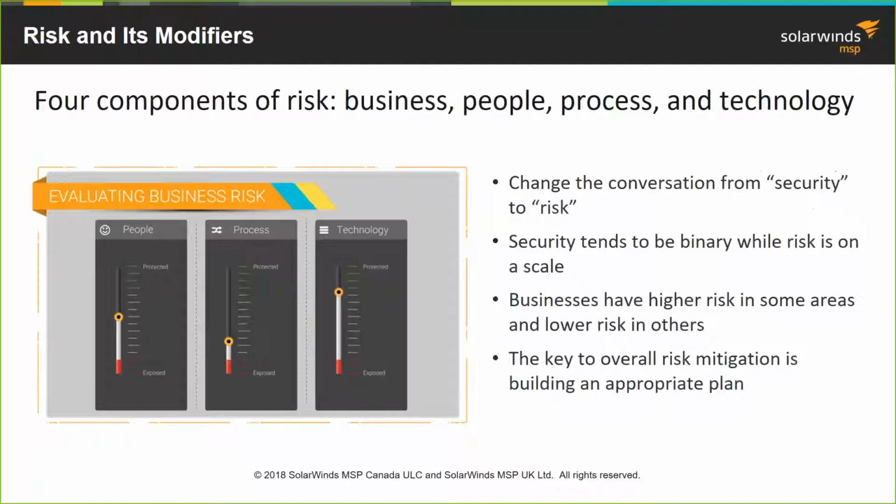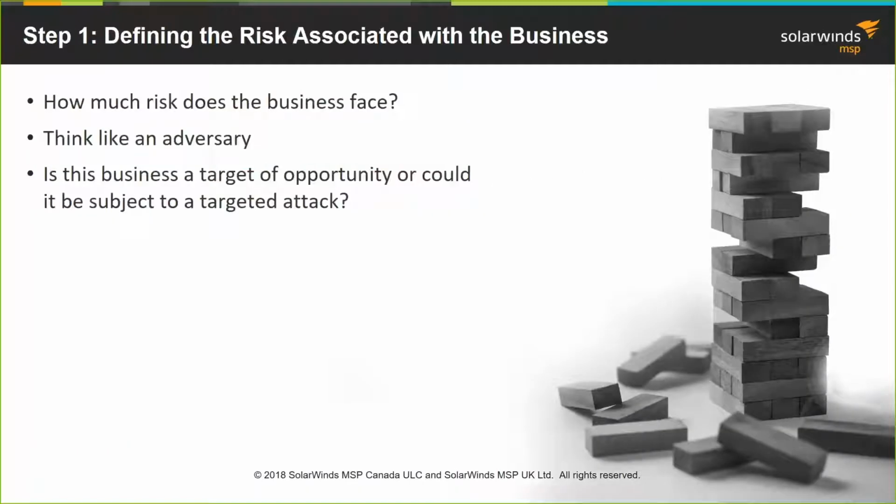So let's talk about the business and what risk makes up a business. So why does a business face different levels of risk? A lot of different categories make up what that risk they face are. And it's important when you're thinking about risk to take different perspectives. What you need to do is think of the business from an adversary perspective. Think about, hey, why would I want this data? Why would I want this information? What would I do with this information if I had it?